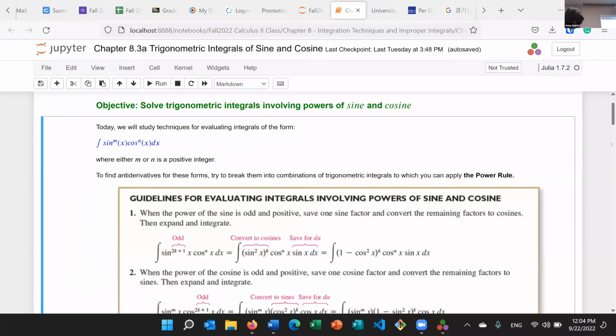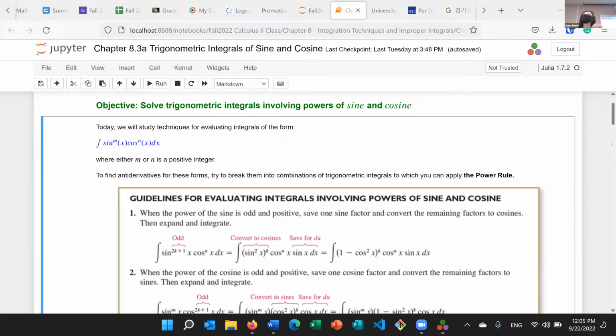All right, so we are learning 8.3. The objective of today's lesson is to solve trigonometric integrals involving powers of sines and cosines. When you just have a sine by itself, you know what to do. You know what to do when you have a cosine by itself. But when you have a sine and cosine together, what would you do? That's what we're going to learn.